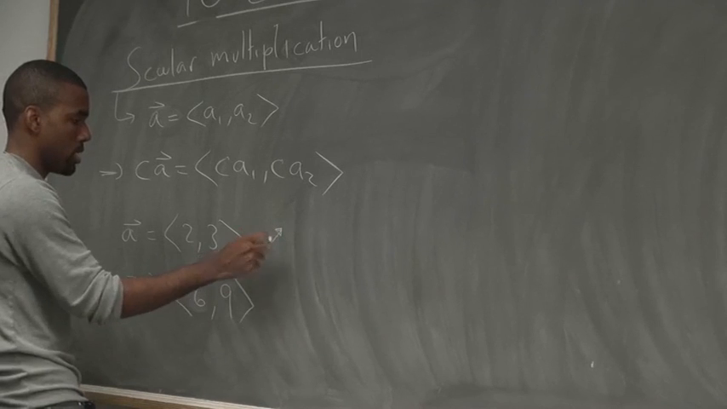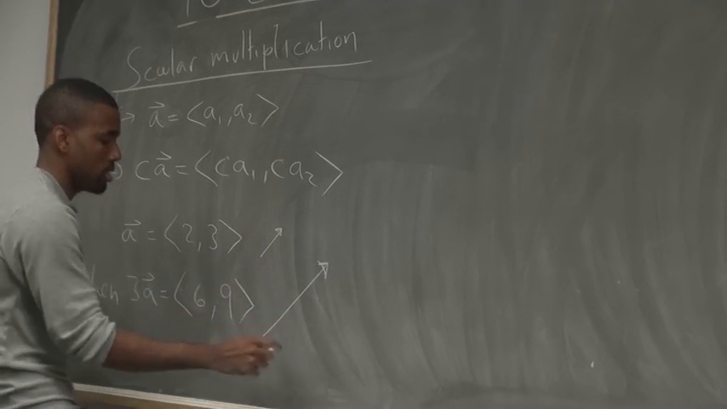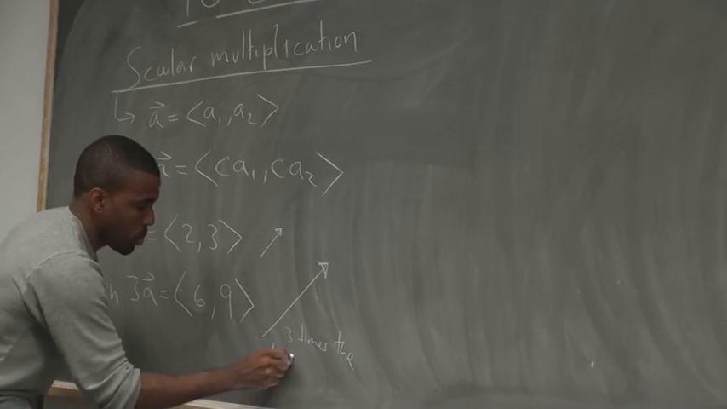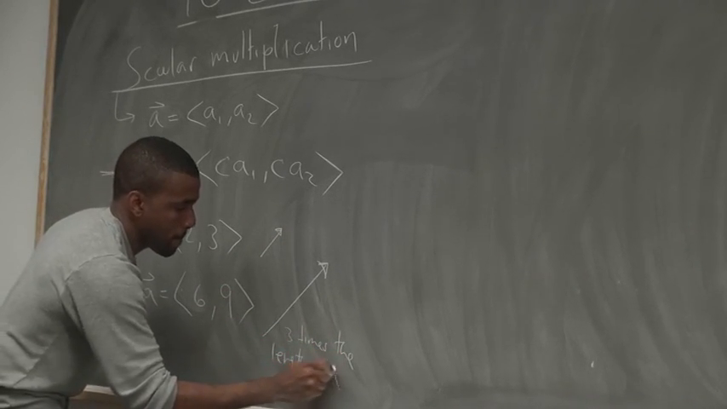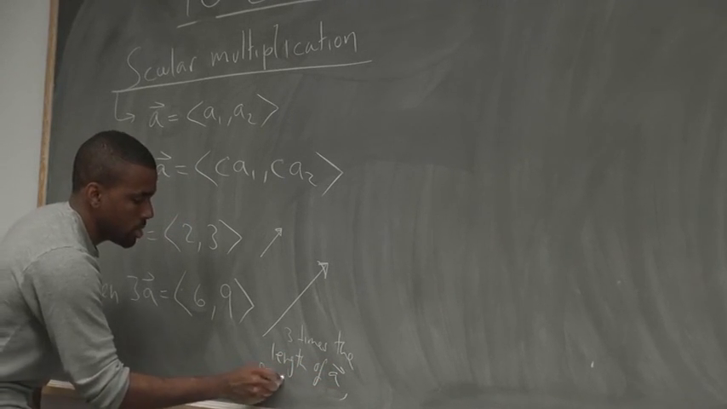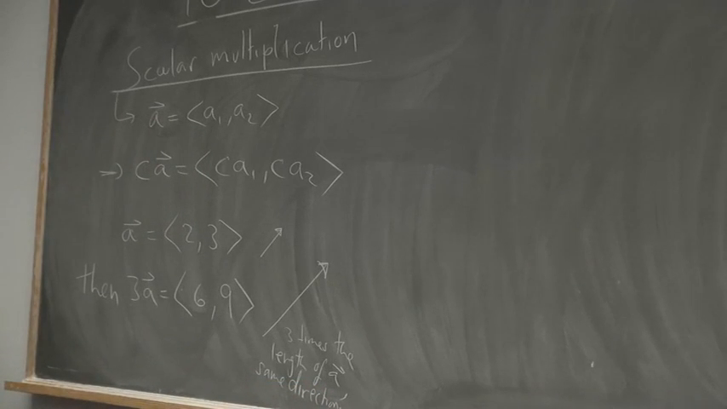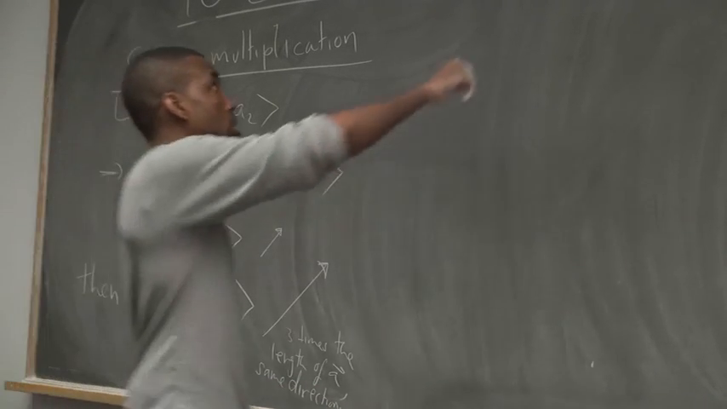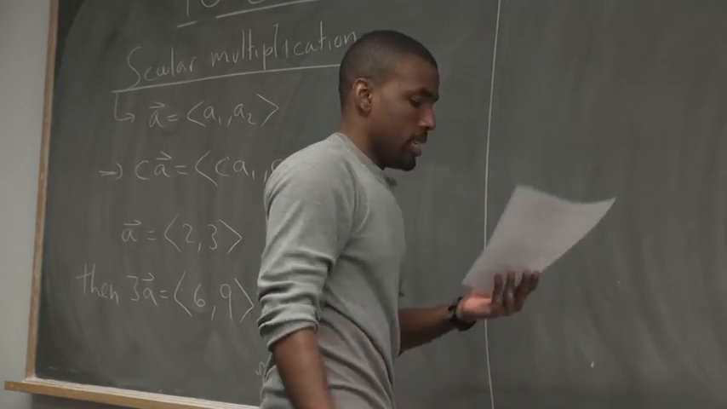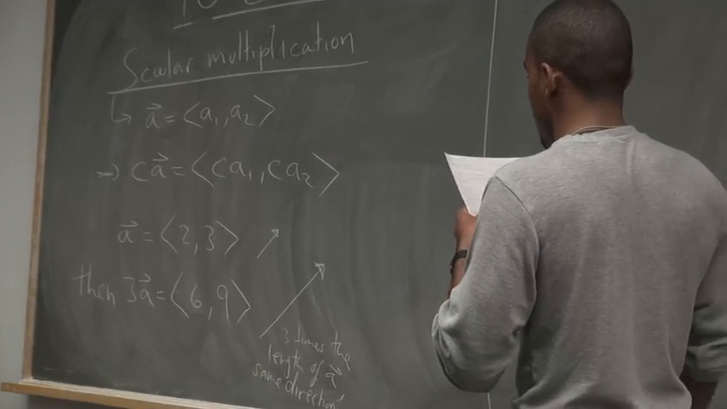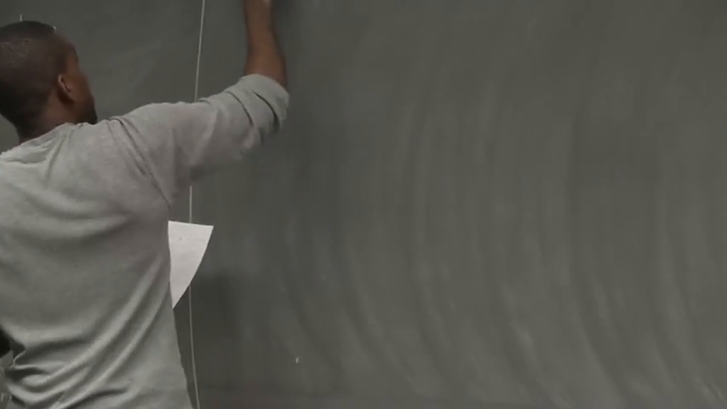So 2, 3 would look like that. This guy, if you draw him, will look like that. And it's in the same direction. Right? We know it's in the same direction because I multiplied by a positive scalar. If I multiply by -3, it will flip and go in the opposite direction. Parallel, but the opposite direction. Okay. Now some examples.